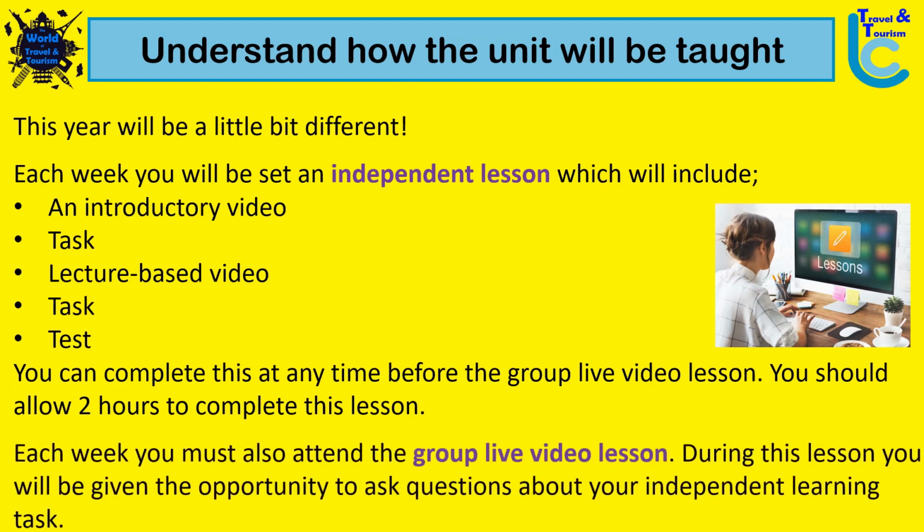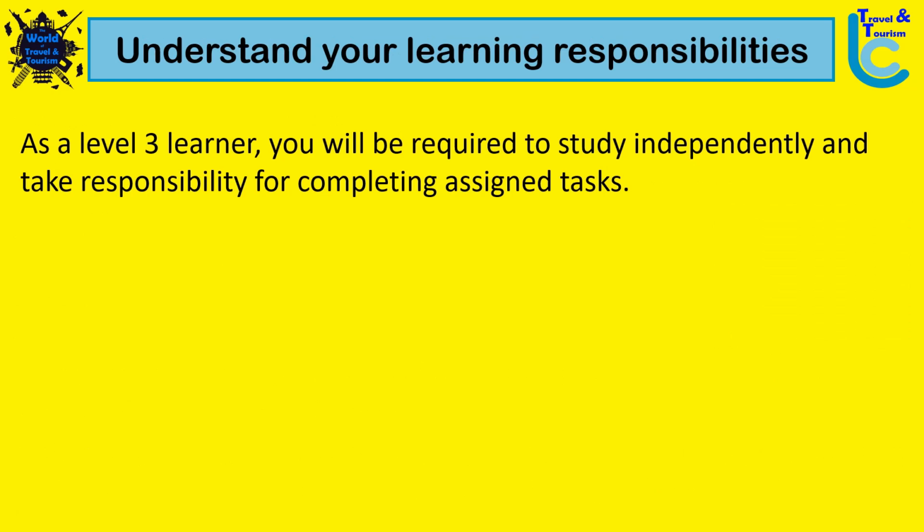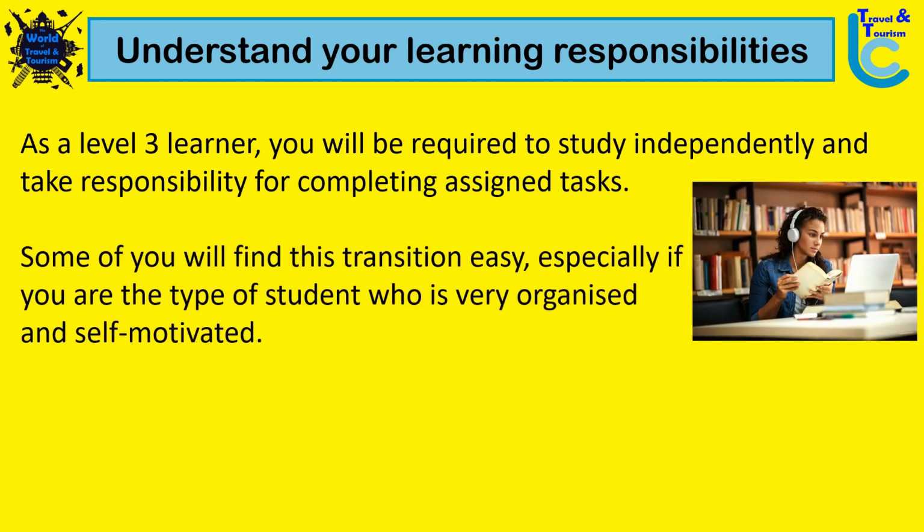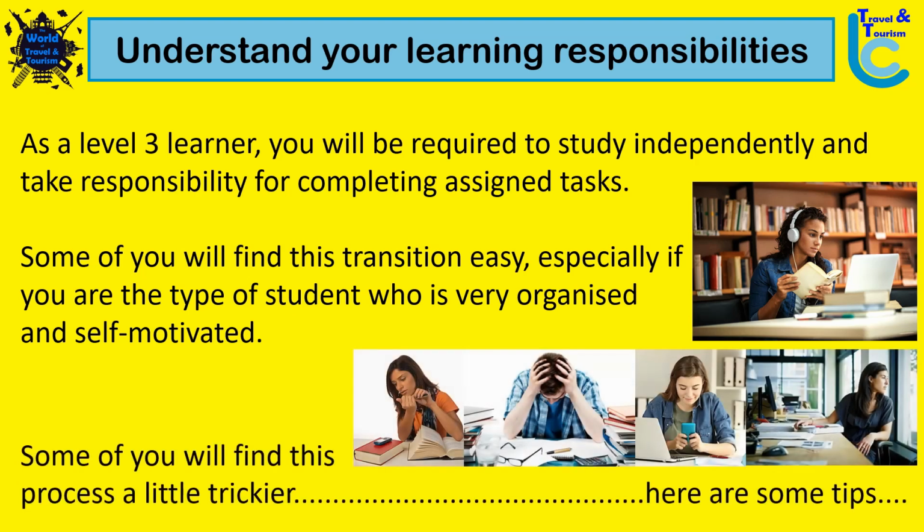Each week you must also attend a group live video lesson. During this lesson, you will be given the opportunity to ask questions about your independent learning task. As a Level 3 learner, you will be required to study independently and take responsibility for completing assigned tasks. Some of you will find this transition easy, especially if you are the type of student who is very organised and self-motivated. Some of you will find this process a little trickier.